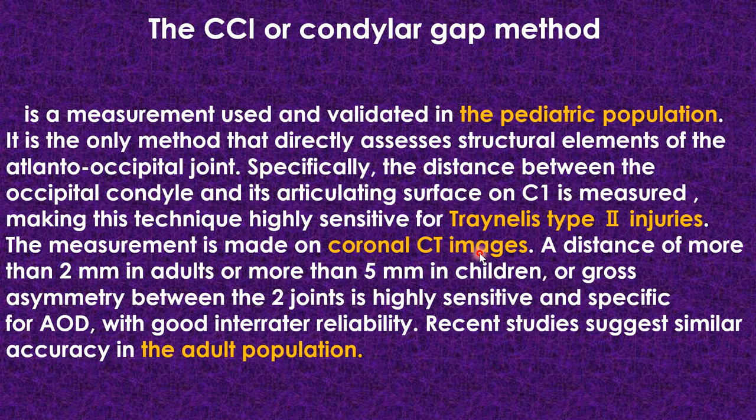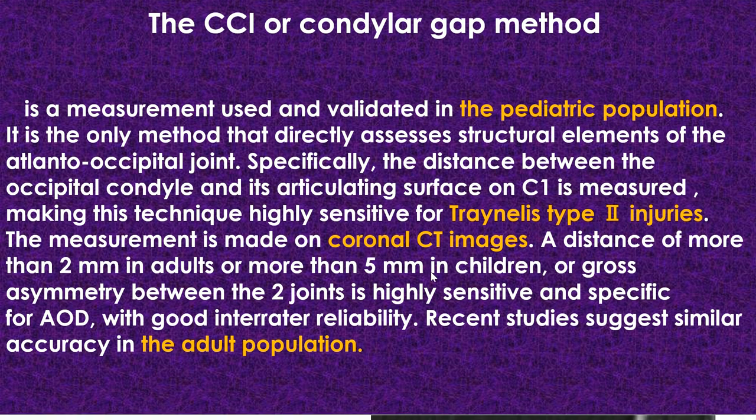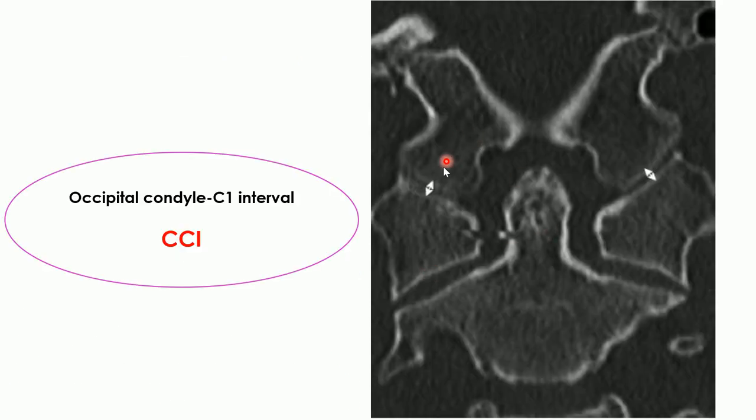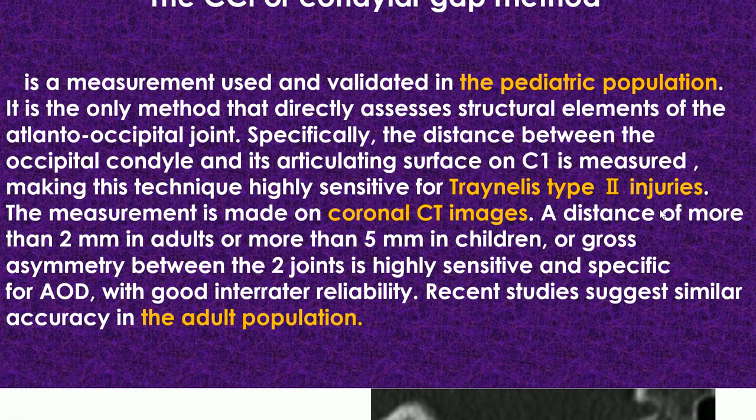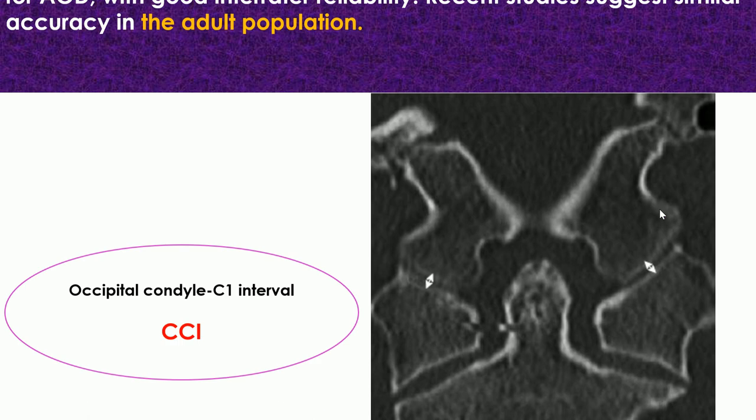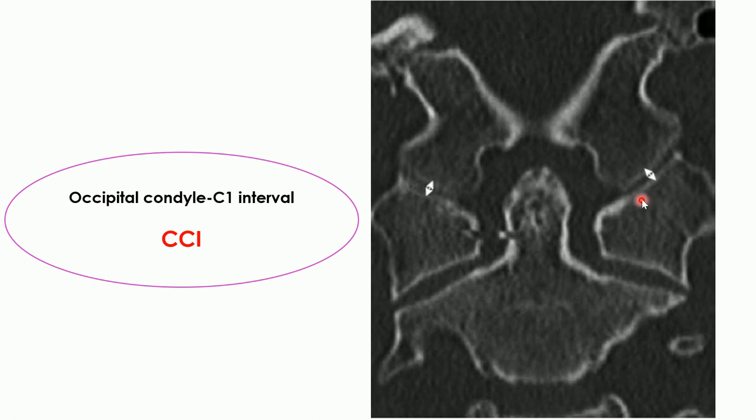The CC interval or condylar gap method is another method. It was first described for the pediatric population, but now it is also used for the adult population. It is also described for type 2 Traynelis classification and is best illustrated in the coronal image. Here is the CC interval, the condyle-C1 interval. Whenever it is more than 2 millimeters in adults or 5 millimeters in children, this indicates abnormality. Also, asymmetry of both joints is an indication of abnormality.